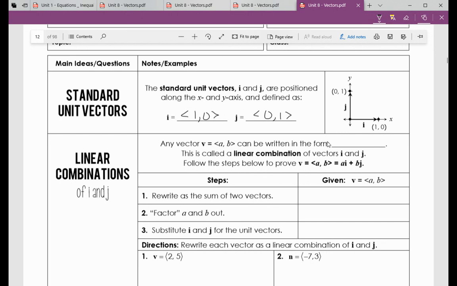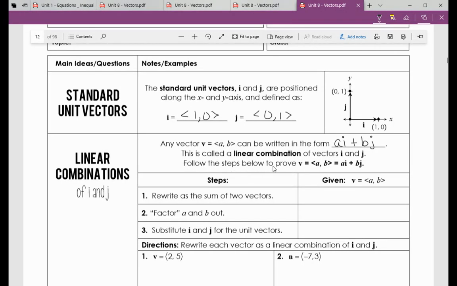component. So we can take any unit vector and we can write it in the form ai plus bj, a being the horizontal component and b being the vertical component. So when you talk about it in terms of standard unit vectors, we are going to incorporate i and j, which is just verifying and validating that we have our correct horizontal and vertical components. So this is called a linear combination of vectors i and j.